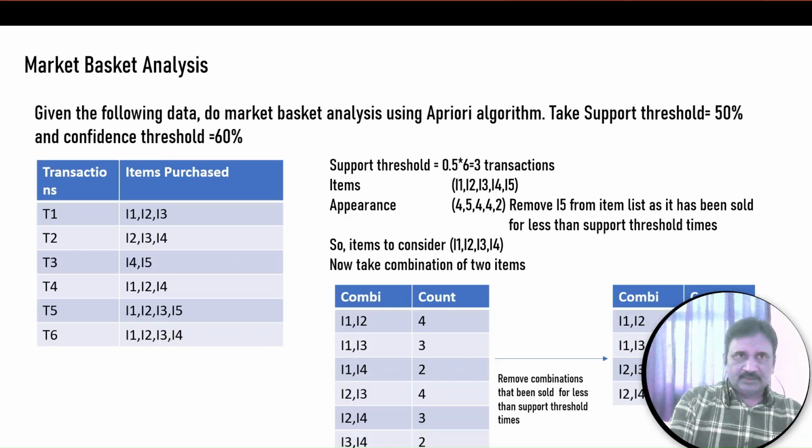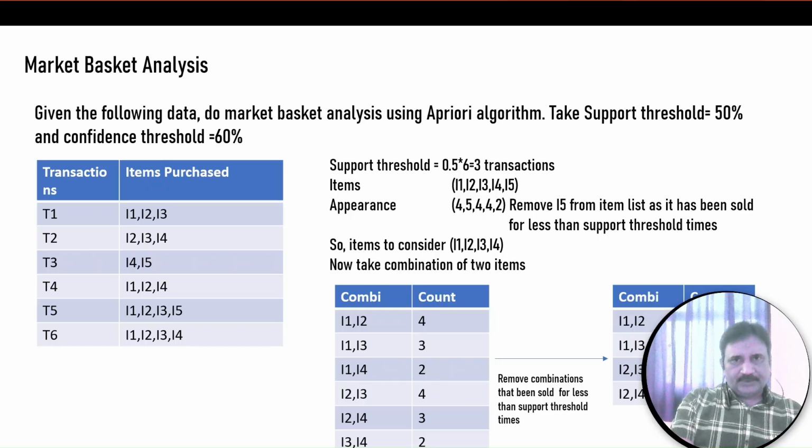Likewise, for the I1, I3 combination, once again count: I1, I3 is in T1, T2, in T3 it is not there, in T4 it is not there, in T5 and T6 it is there. So I1, I3 appears 3 times. I1, I4 you can count it yourself. No, not in the second. I1, I4 is in the third and sixth transaction. So I1, I4 appears twice.